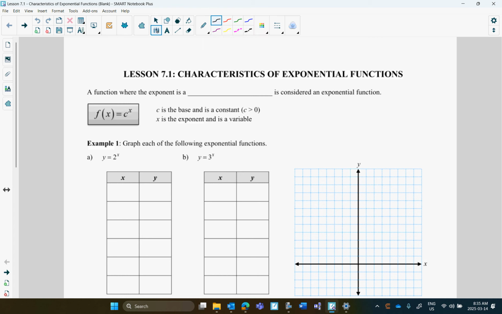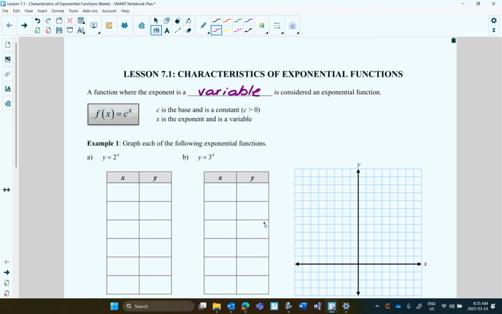Well, there's a variable in the exponent of the power. And it usually takes this form: y or f of x equals c to the x, where c represents some constant number. So it could be 2, 3, that you see we're about to graph, to the x. That's the most basic one.